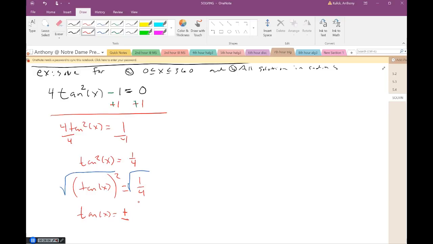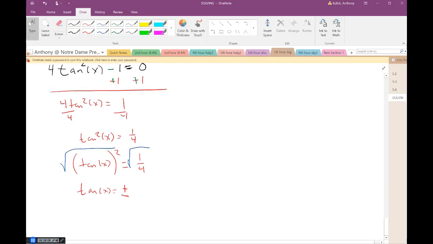And what's the square root of 1/4? It's the square root of 1, which is 1, over the square root of 4, which is 2. So 1/2, or 0.5, I heard somebody say. Everybody's okay here.